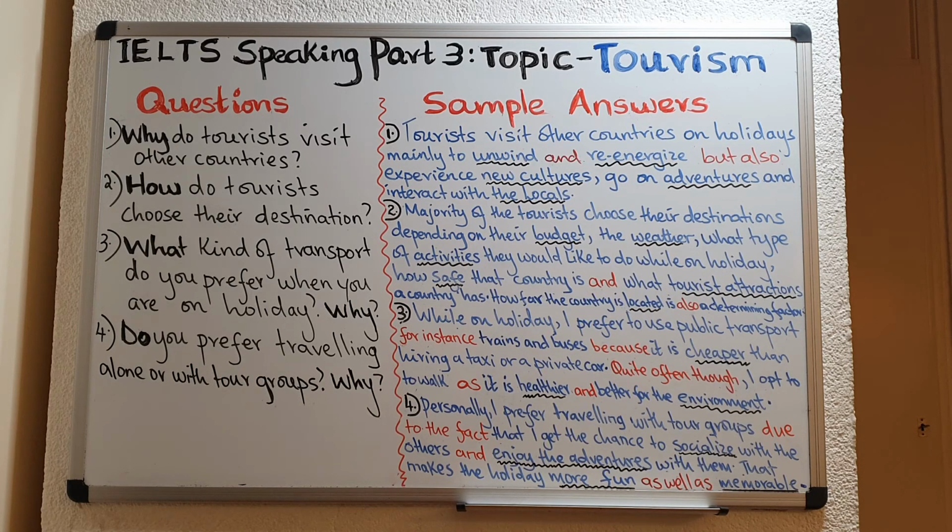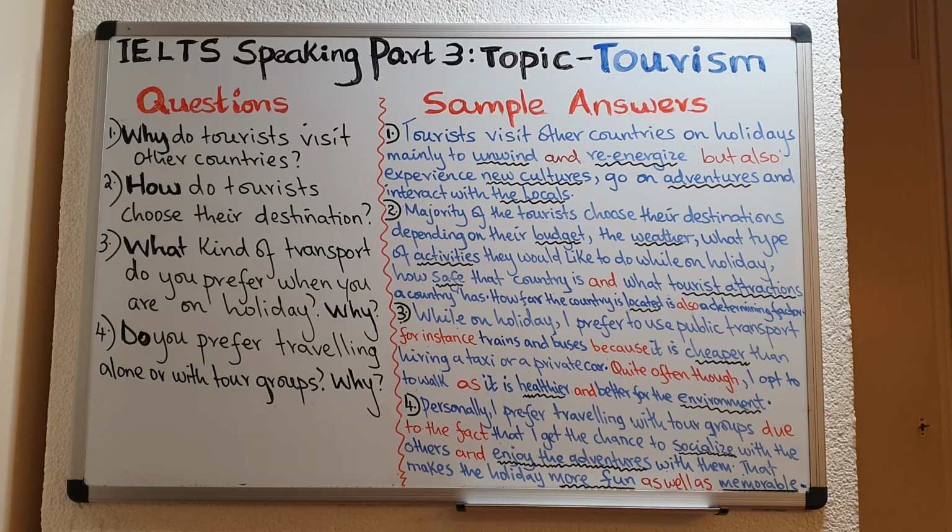If the question is in the present tense, give your answers in the present tense. Why do tourists visit other countries? The verb is do. That is in the present tense. So give your answers in the present tense. Tourists visit. Visit is a verb in the present tense. Unwind, re-energize, go on adventures, interact, go, visit. All those verbs are in the present tense.